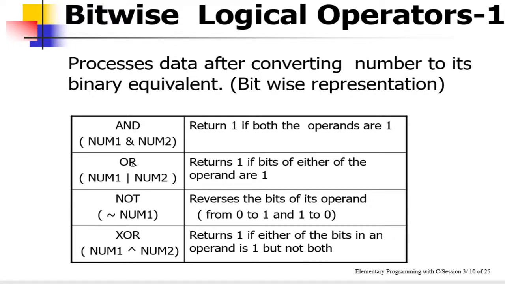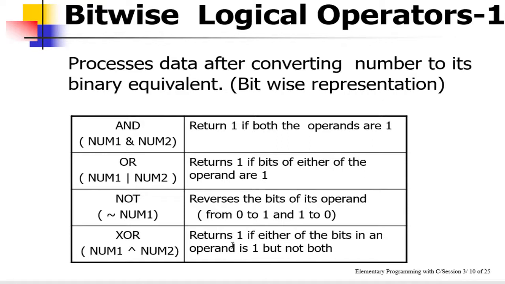The next one is the bitwise logical OR, and this one will return 1 if bits of either of the operands are 1. When you have 0 or 0, then that evaluates to a 0. 0 or 1, that evaluates to a 1. 1 or 0 evaluates to a 1, and 1 or 1 evaluates to a 1. Now, I know I'm talking too much, but I'll show you this in a Microsoft Excel worksheet so that it all makes sense. Not basically reverses the bits of its operands, that is from 0 to 1 and 1 to 0.